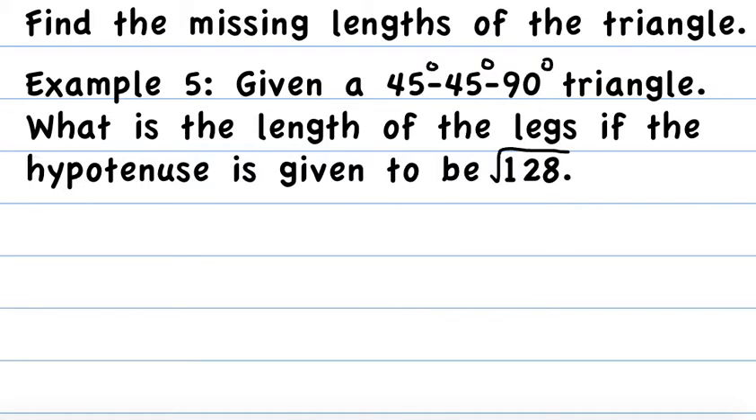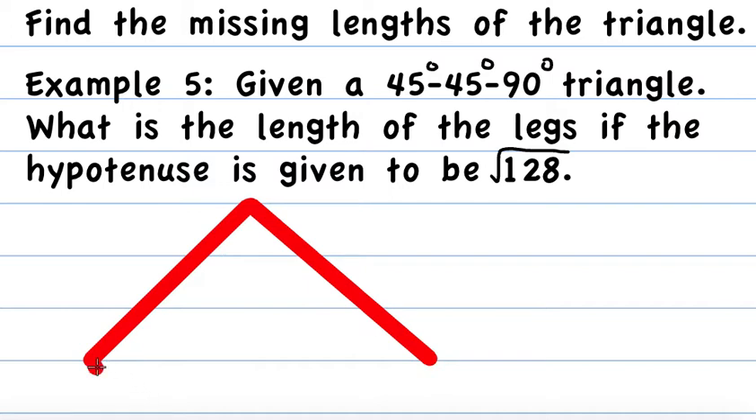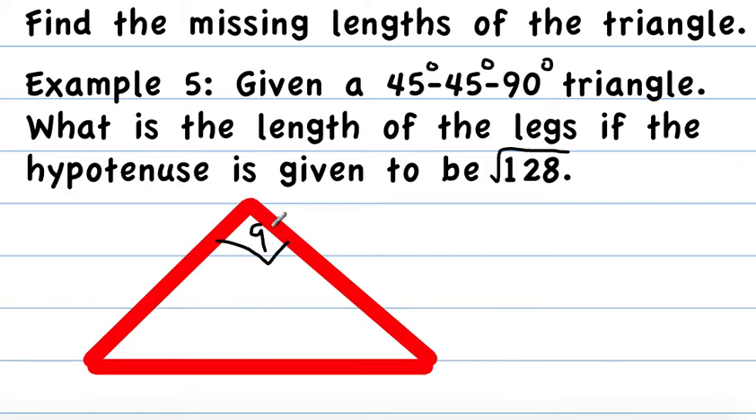This one's a little bit more challenging. It says, find the missing lengths of the triangle. This is example 5. Given a 45-45-90 triangle, what is the length of the legs if the hypotenuse is given to be the square root of 128? So in this case, I would draw my triangle just to give myself a visual. The problem states that it is a 45-45-90, so this is going to be our 90 degrees here, and these are going to be our 45s.